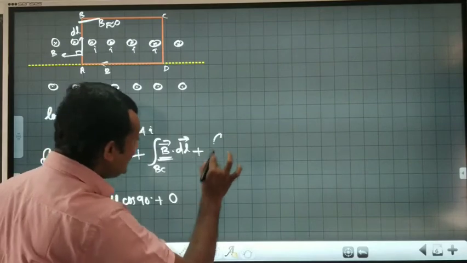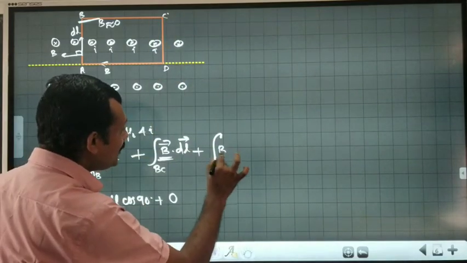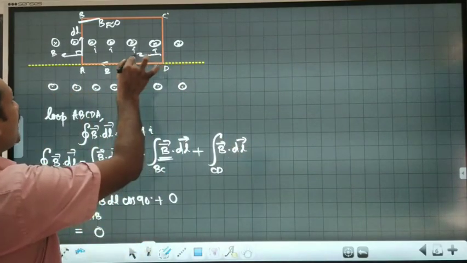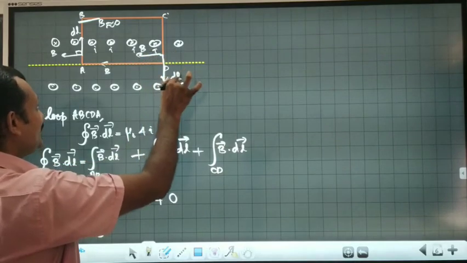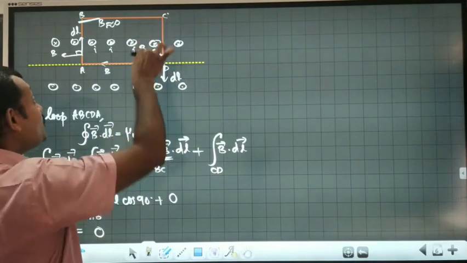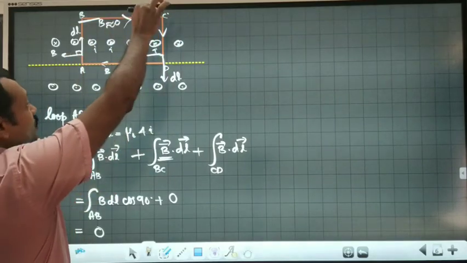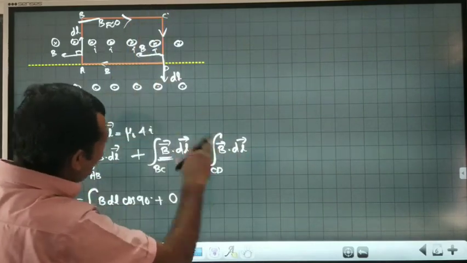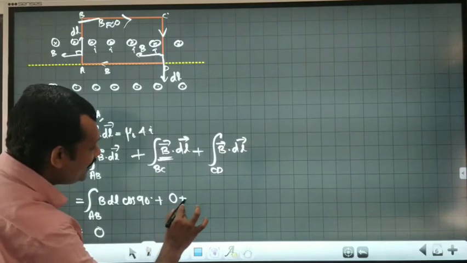Now plus integral C to D, B dot dl. Here in this region, magnetic field is directed likewise, and dl is likewise. So this is C to D: A to B, B to C, C to D. What is the angle between B and dl here?